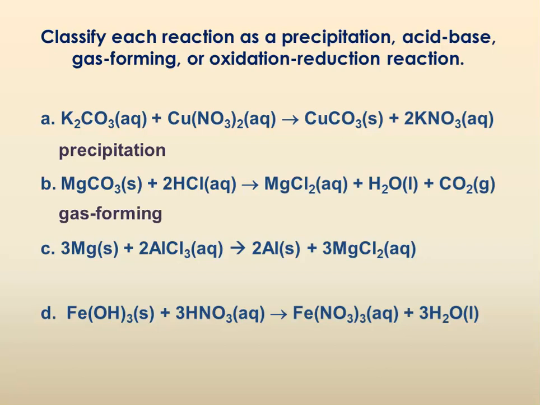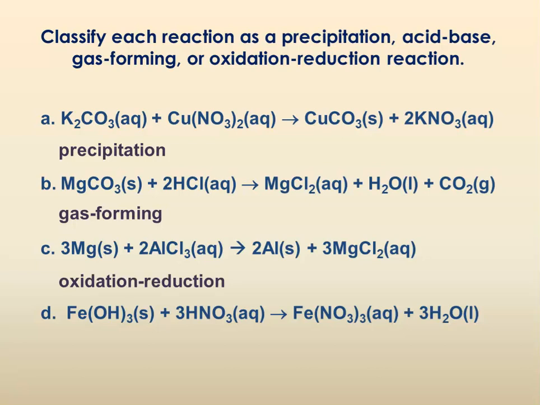It's a carbonate reacting with an acid. In letter C, we have magnesium, just an element, reacting with aluminum chloride. It forms aluminum and MgCl2. So magnesium has gone from being by itself to being part of a compound. Aluminum chloride, aluminum was in a compound and now it's by itself. And that's your classic redox reaction. This is just a single replacement where magnesium is more reactive than aluminum, so it kicks aluminum out of the equation.